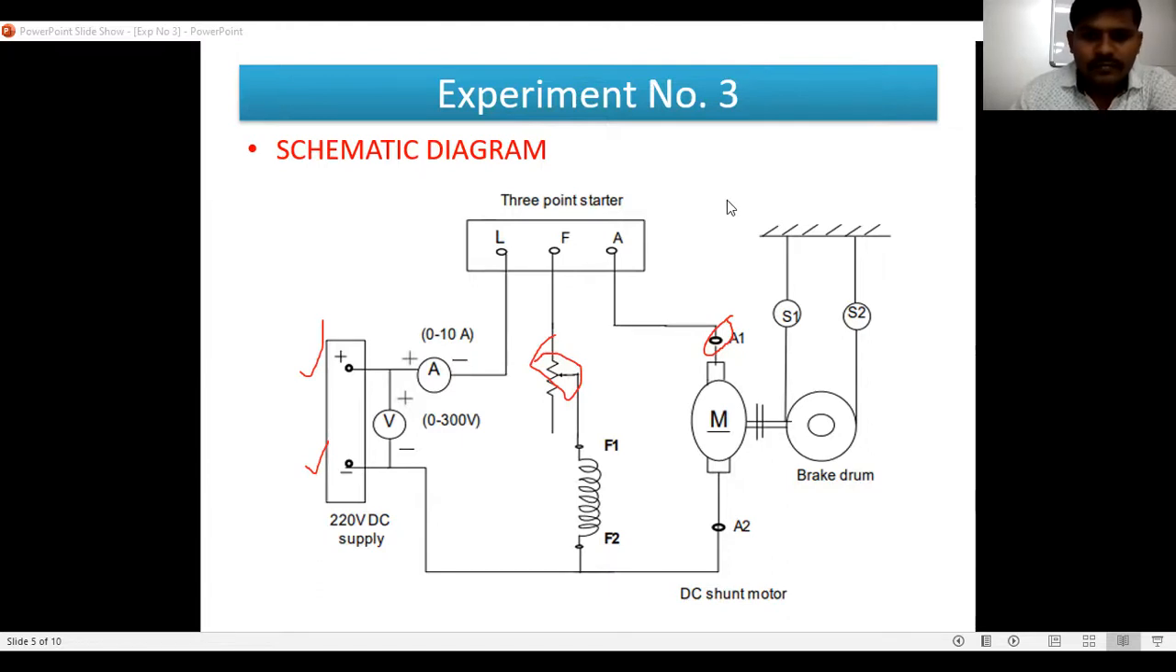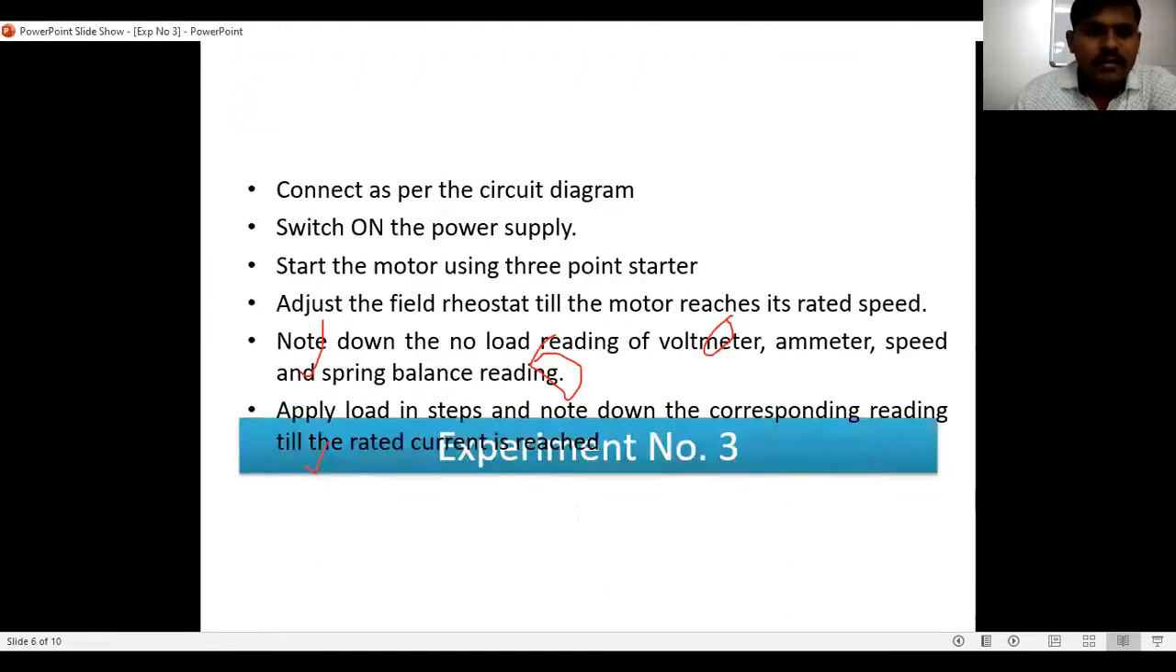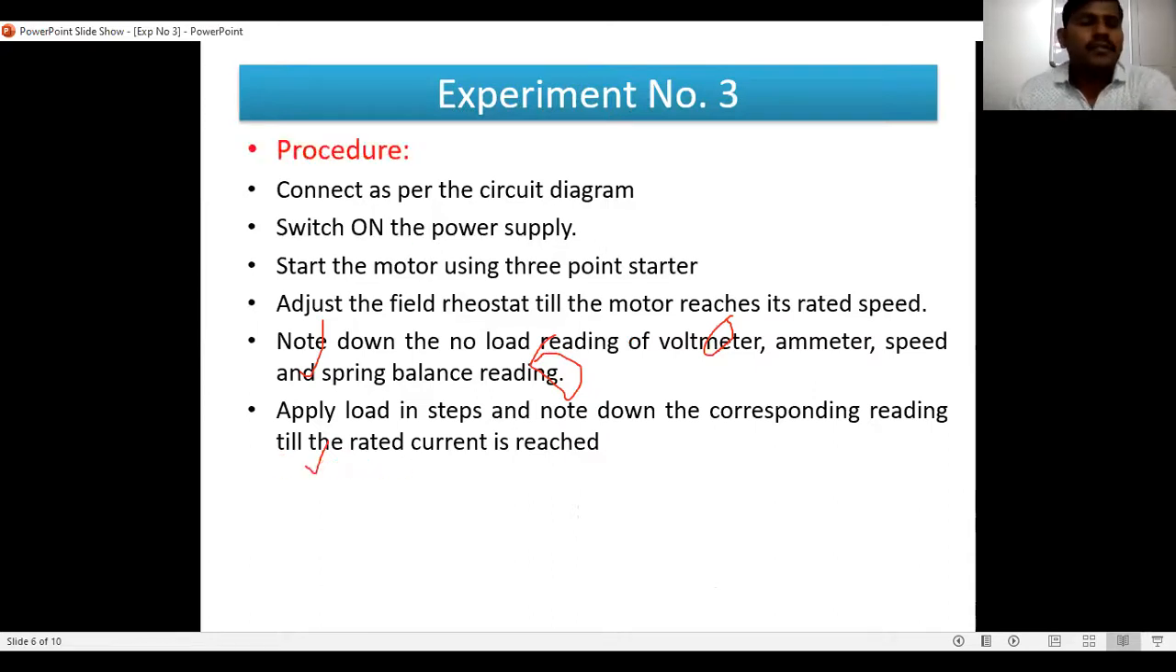Now, the connection procedure: connect the circuit as per the circuit diagram. Switch on the power supply. Start the motor using a 3-point starter. Now, adjust the field rheostat to bring the motor to its rated speed.